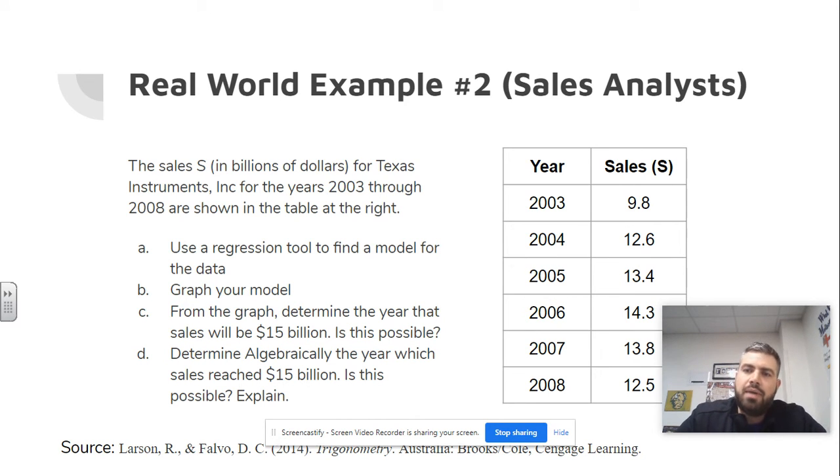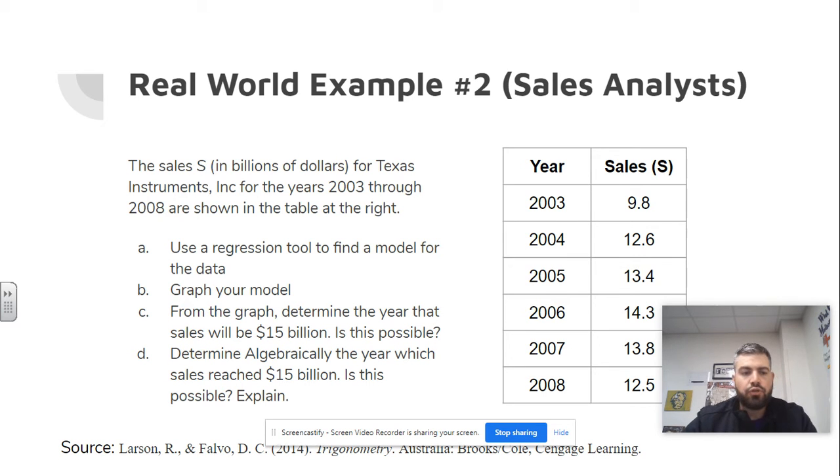We're looking at analyzing some sort of sales, right? So it says the sales S in billions of dollars for Texas Instruments in the years 2003 through 2008 are shown in the table at the right. It says to use a regression tool to find the model for the data, then graph it. Then from the graph, determine when sales will be 15 billion and whether this is possible, and then determine algebraically when the sales will be 15 billion, and whether this is possible.